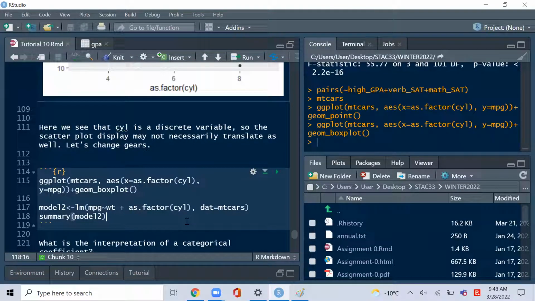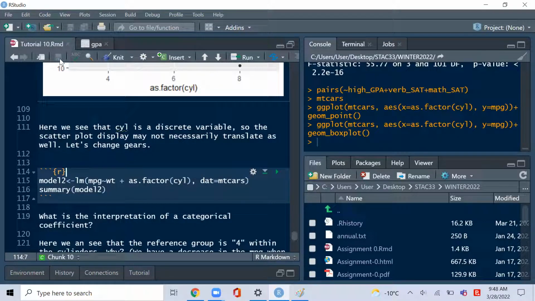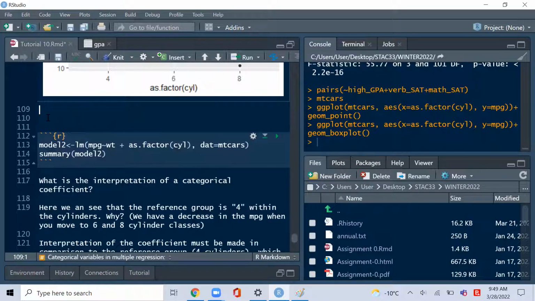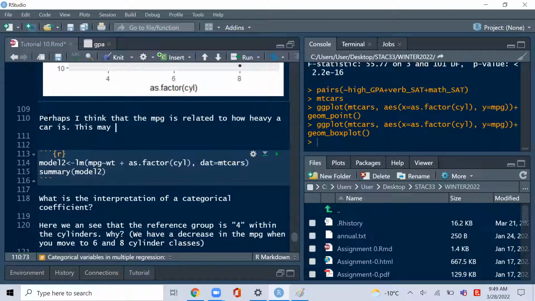So let's look and see what we get. So let's look at the model of cylinder class. I'm going to remove this. So maybe I think that, for example, perhaps the MPG, like the miles per gallon, is related to how heavy a car is. This may result in my using cylinder and weight for obvious reasons. They both, in some sense, are proxies for how big the car is. I put them in the model. What do I get?